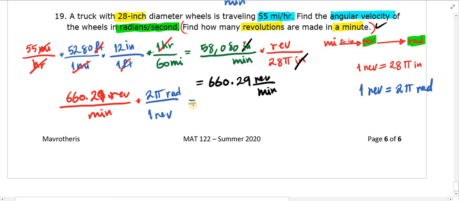And that means I have to multiply this number. Let me just write it again: 660.29 times 2 times 3.1415, which is pi, equals this number, and then I have to divide by 60 because I want to convert to seconds. So here I forgot that 1 minute is equal to 60 seconds. And the final answer, after you do the math, you're going to get 69.14 radians per second. And this is the other part of the question.